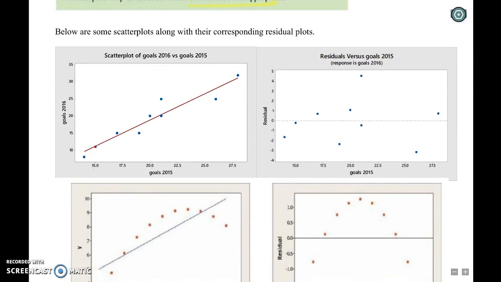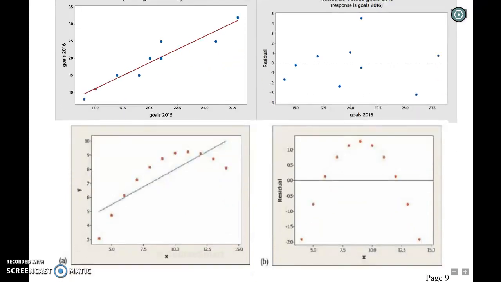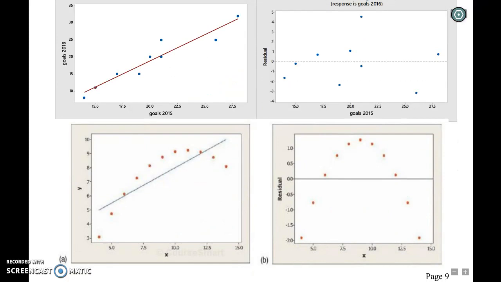Notice here a linear model is appropriate, right? And our residual plot looks like this. Here, a linear model is not appropriate, and our residual plot looks like this. As you can see, there's below, below, above, above, above, above, above, above, below, below. So we get below, below, all of these above, and all these below.